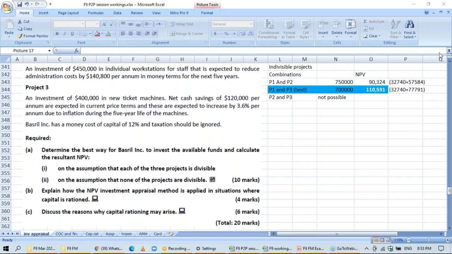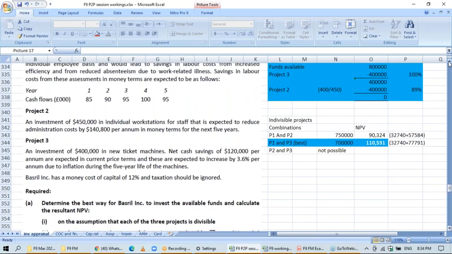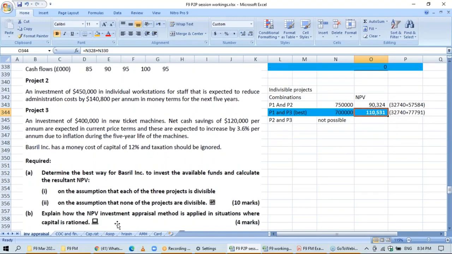Now in the case when the projects are indivisible, meaning they cannot be divided and should be fully purchased, we have to use the trial and error method. We have to make combinations as we made in this question in our last working. So which combination did we select? We selected P1 plus P3 because it was generating, as you can see in the blue row, 110,531 NPV in the combination. So that was the highest possible NPV which we could have generated, right? So let me give you a small chart showing this rule.